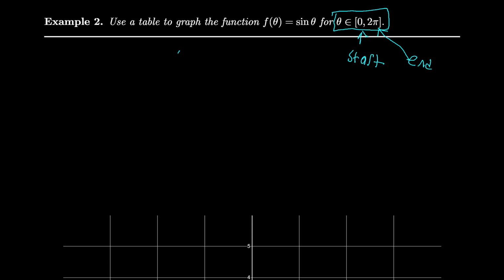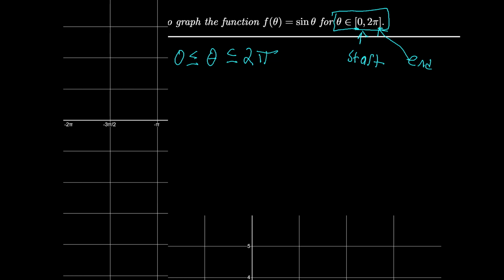Another way to write this that you may see written, notice that they're both brackets, so we include both, is this. This would be another way to write this. You see this all the time. This is read theta between 0 and 2 pi, inclusive, if you want to use the word that tells you that you use both 2 pi and 0. Inclusive means both of them. So we want to use a table to graph the function sine theta.